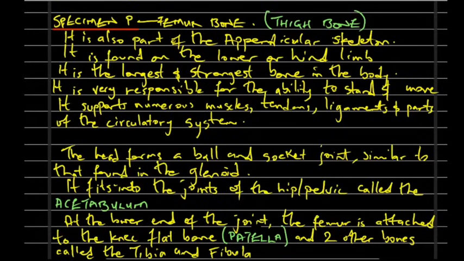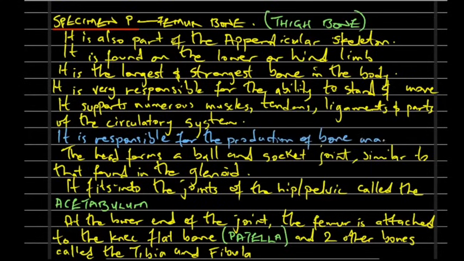In this particular bone, the femur, we have the production of the bone marrow. Yeah, that is the site of production of bone marrow. It is in the longest bone of the body that we have the production of the bone marrow. So let me just put that here. It is responsible for the production of bone marrow. So we need to know that as its function.